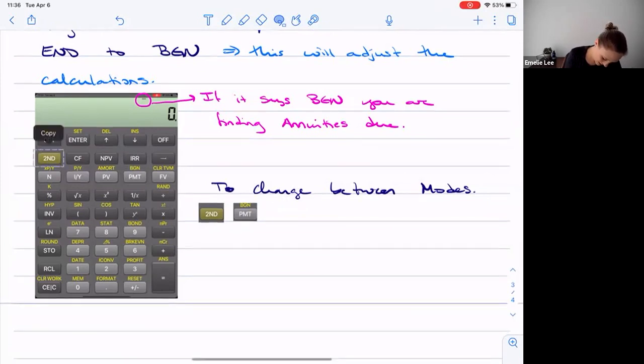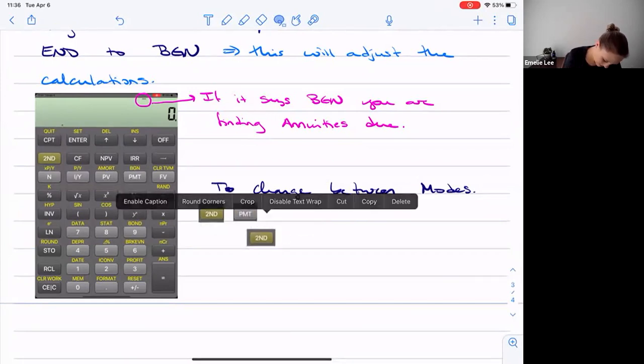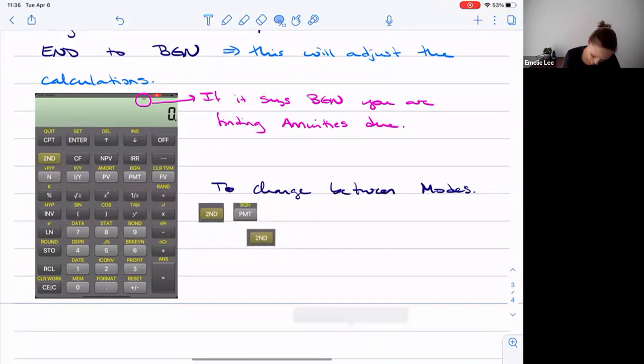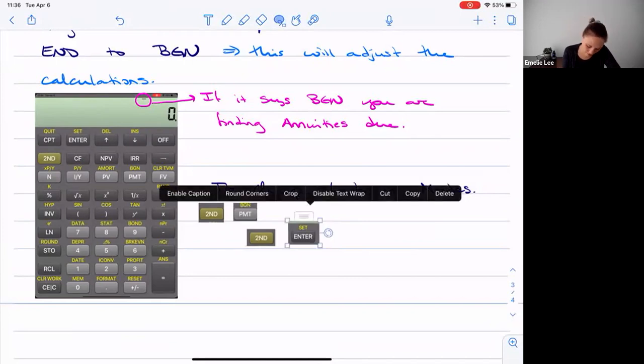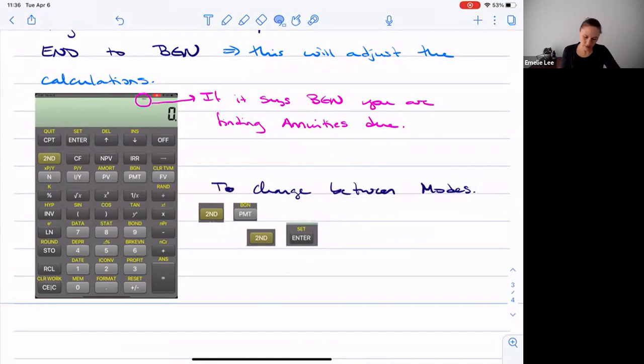So then you go second, set. And that's going to change the mode. So you have to remember how to change the mode, but besides that, there's really nothing else that you need to change. Everything else stays the same.